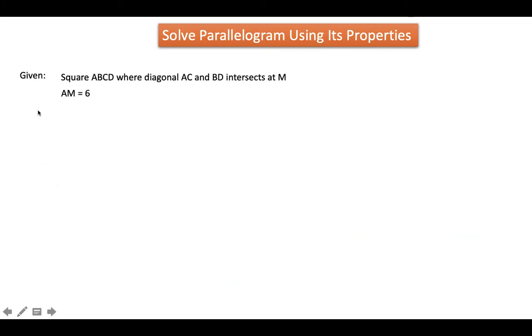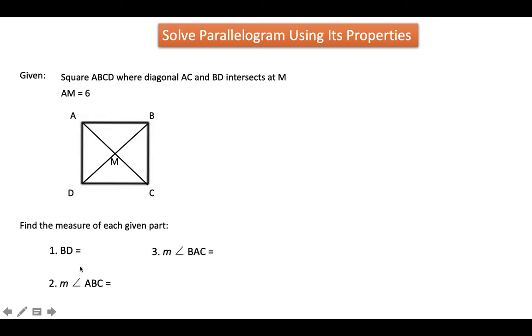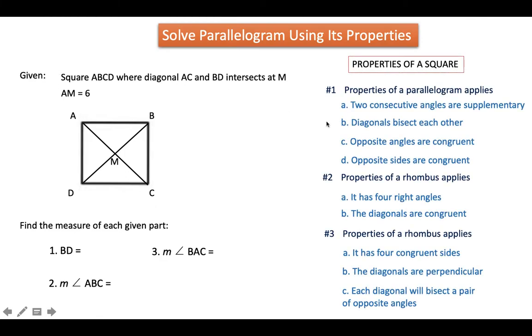And lastly, for a square ABCD where diagonals AC and BD intersect at point M, where AM is equal to 6, find the measure of each given part here. Since we are dealing with a square, we need to recall all the necessary properties of a square. Let's start with BD. BD is one of the diagonals.